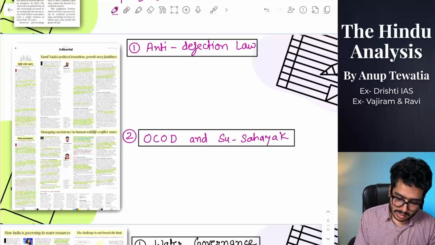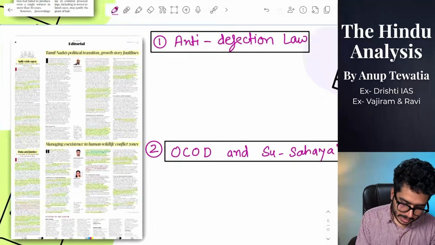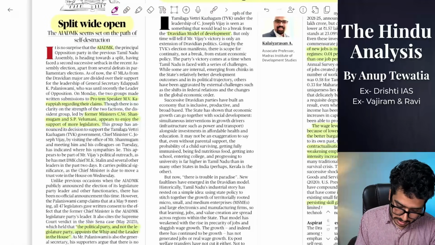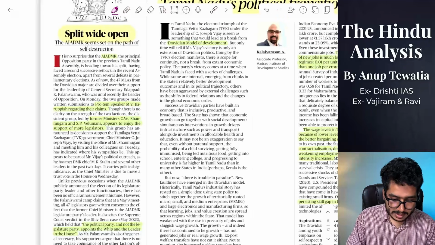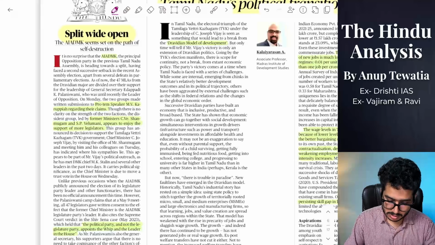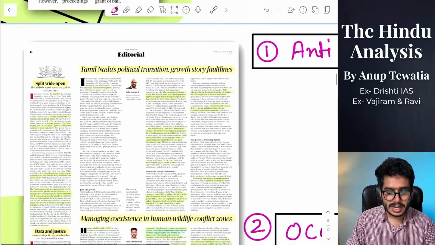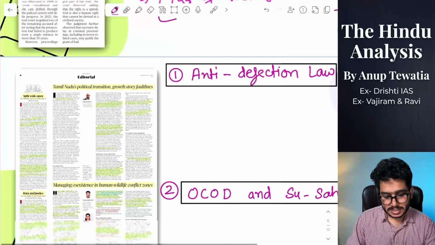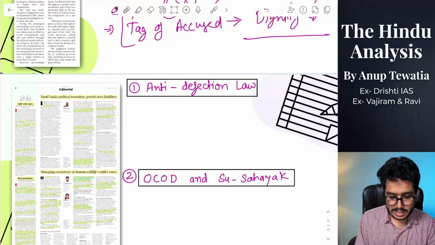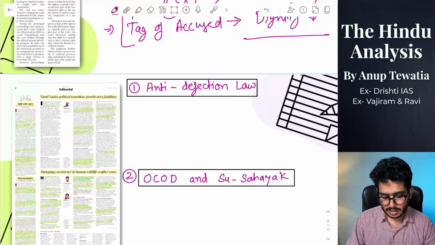Now, there is this editorial, Split Wide Open. If you can see it, the AIADMK, which is the principal opposition party in the previous Tamil Nadu Assembly, might be heading towards a split. It has not split yet, but it will. So there comes the anti-defection law into the picture. And at this stage we only need to know two or three things about the anti-defection law.